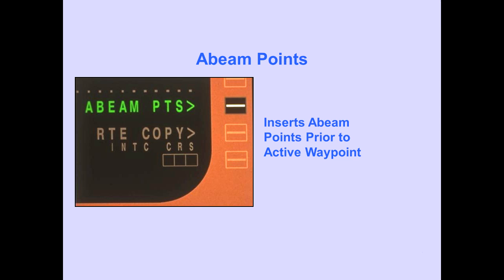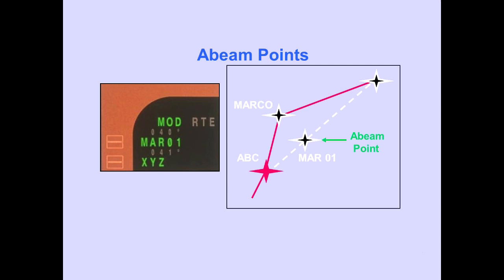Prior to executing present position direct modification, pushing the Abeam Points line select key inserts Abeam Points prior to the new active waypoint. Abeam points are waypoints on the direct to leg that are based on and perpendicular to waypoints bypassed using the direct to function.